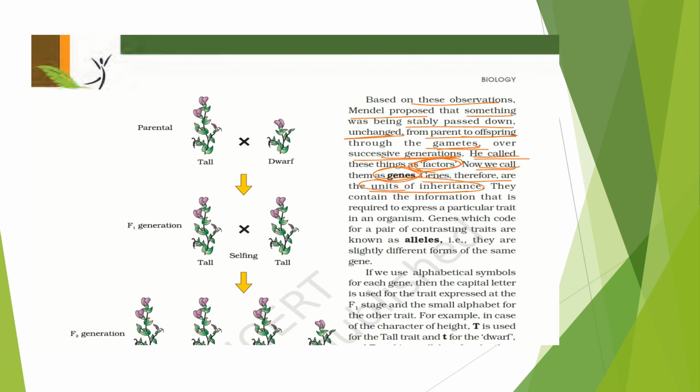So what are genes? Genes are units of inheritance, and they contain the information that is required to express a particular trait of an organism, whether the tall or the short gene is dominant. So these genes carry the information from the parent to the progeny, right? Genes which code for a pair of contrasting traits are known as alleles, and they are slightly different forms of the same gene because they are coding for a pair of contrasting traits.